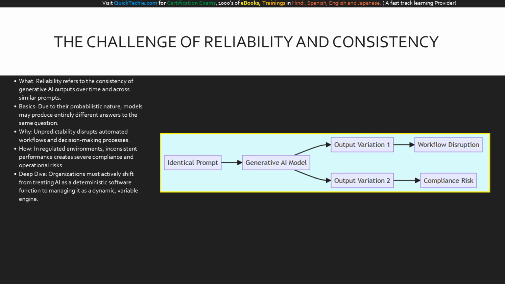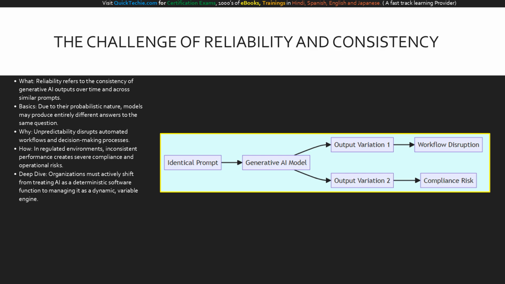Deep diving into this, business leaders must shift their mental models. You are no longer managing deterministic code, you are managing a highly capable but variable reasoning engine. Establishing predictable performance from an unpredictable model requires specific engineering guardrails, which we will cover next.